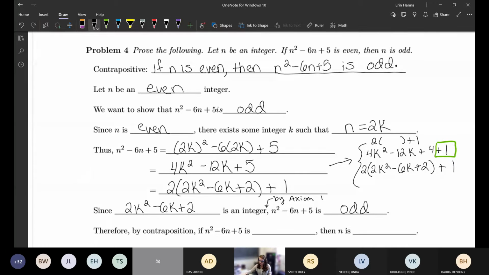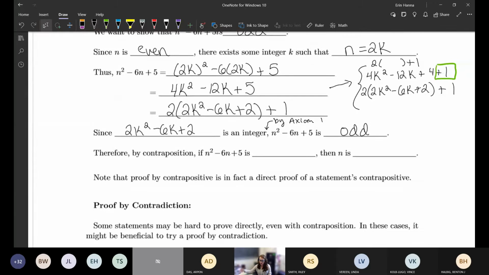And then since this is a contraposition proof, therefore by contraposition, if n squared minus 6n plus 5 is even, then n is odd. Essentially go back to the thing you were initially asked to prove.